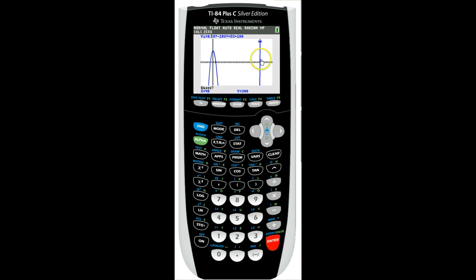So it's a very narrow region here. And then press enter for your guess. And you can see that your last x-intercept is about 39.62. And that's how you can use your calculator to calculate x-intercepts using the calculate menu here above the trace key.